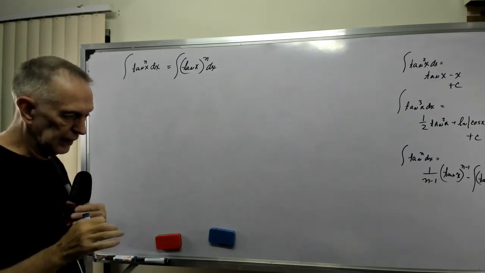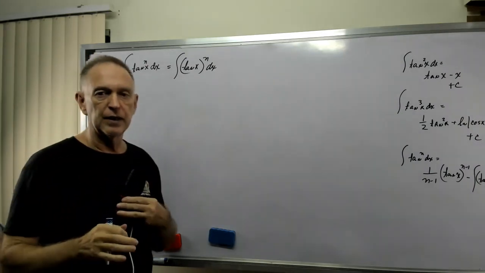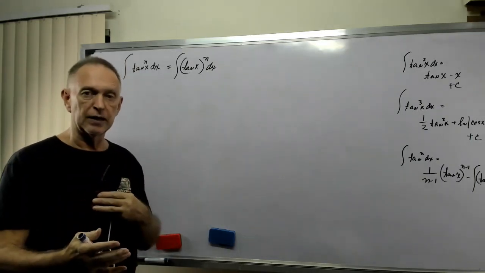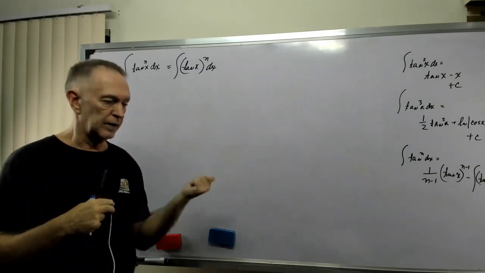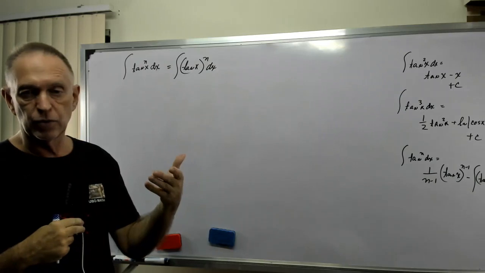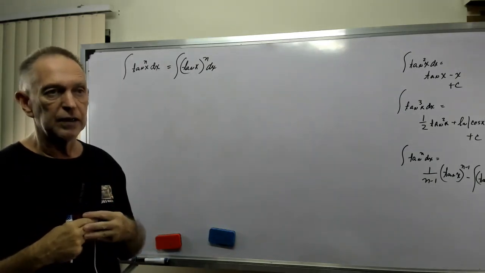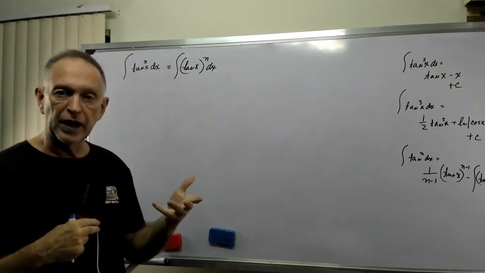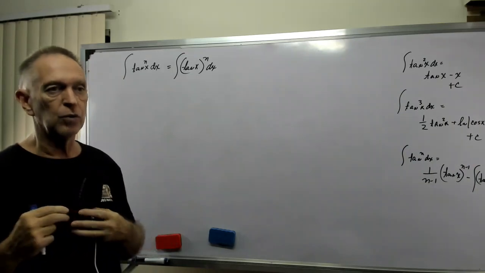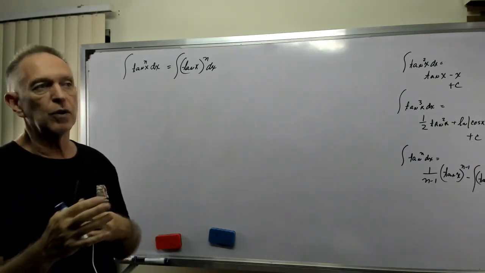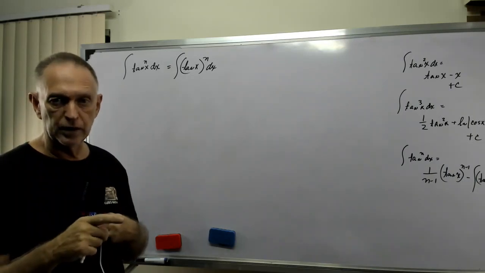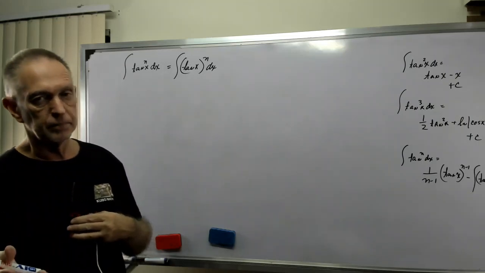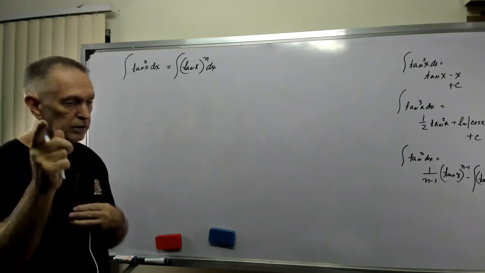Now when you're dealing with tangent, secant and tangent are big buddies, just like sine and cosine. If you have a sine function, its derivative is cosine, and the same with tangent: the derivative of tangent is secant squared. So we can use those functions. There's also another identity: tangent squared x is secant squared x minus 1. And we can use that concept.